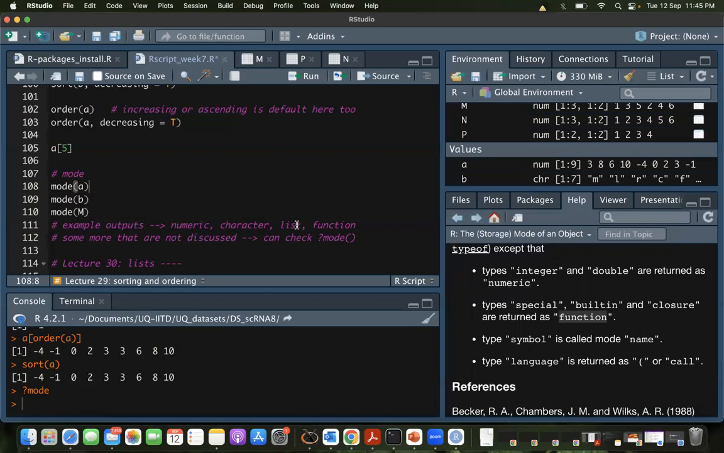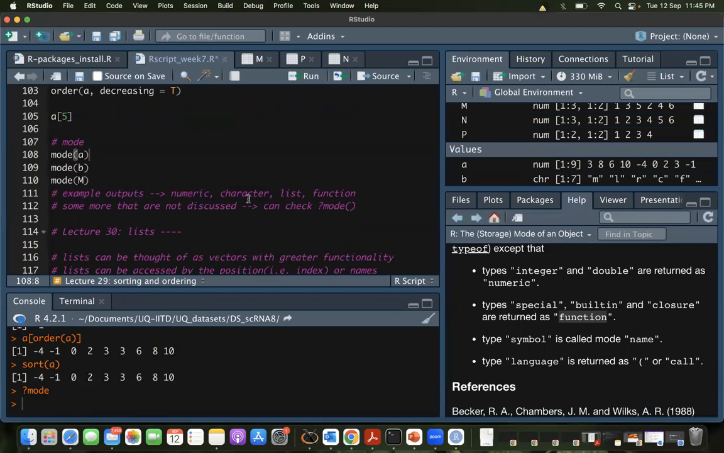Okay. So one more thing we'll see right now is list. There are a few other things. We won't go into it. There's no point in discussing that. But it's the kind of information it's storing. It's not the structure of that variable.